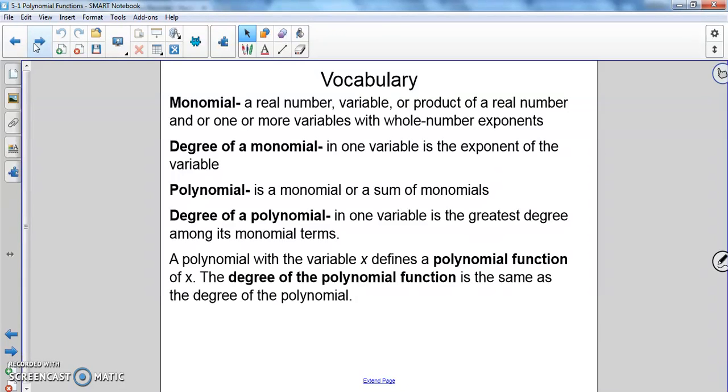A polynomial is a monomial or a sum of monomials. So adding or subtracting monomials gives us a polynomial. And the degree of the polynomial in one variable is the greatest degree among its monomial terms. So the highest exponent in all of the monomials will give us the degree of the polynomial. Then a polynomial with the variable x defines a polynomial function of x. So now we have polynomial functions. And the degree of the polynomial function is the same as the degree of the polynomial, which would just be the highest exponent.